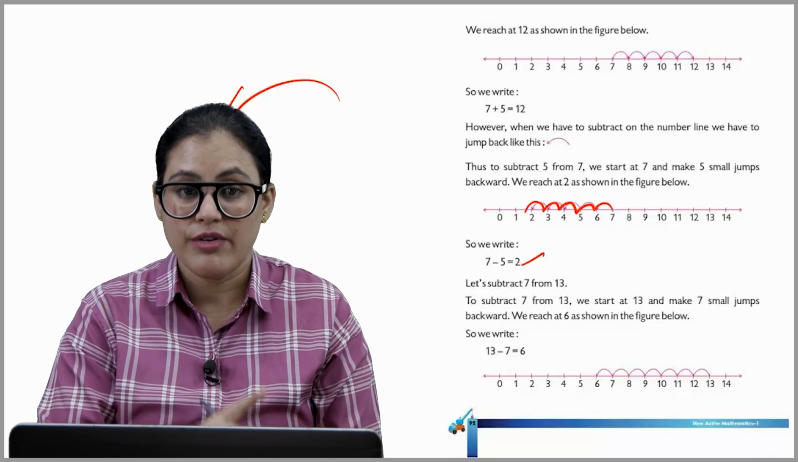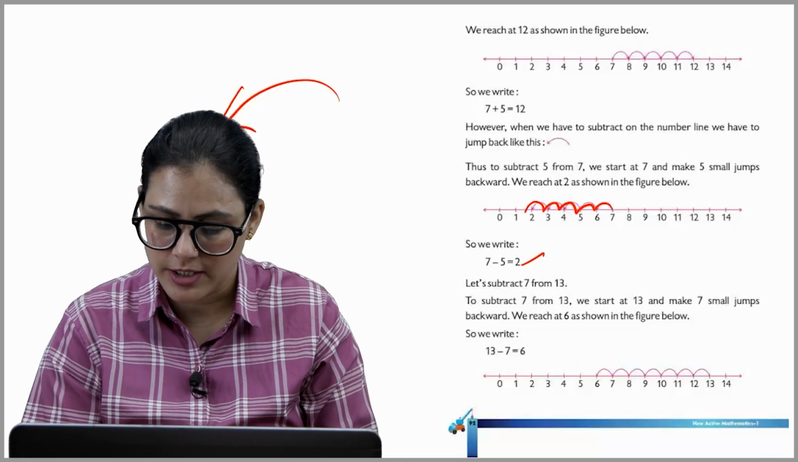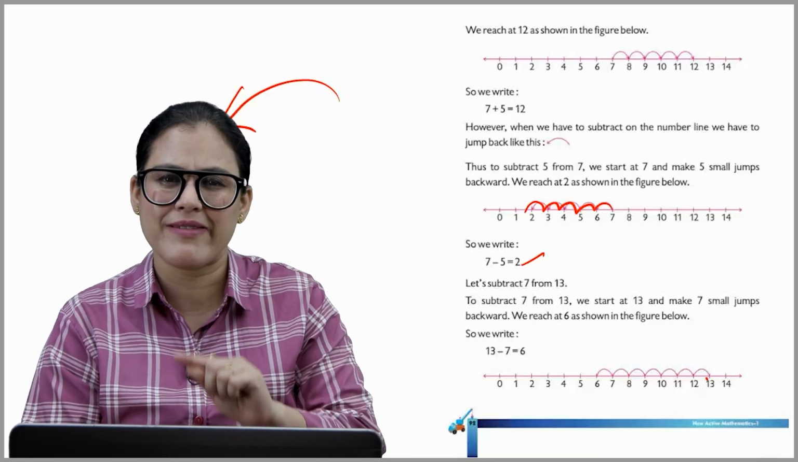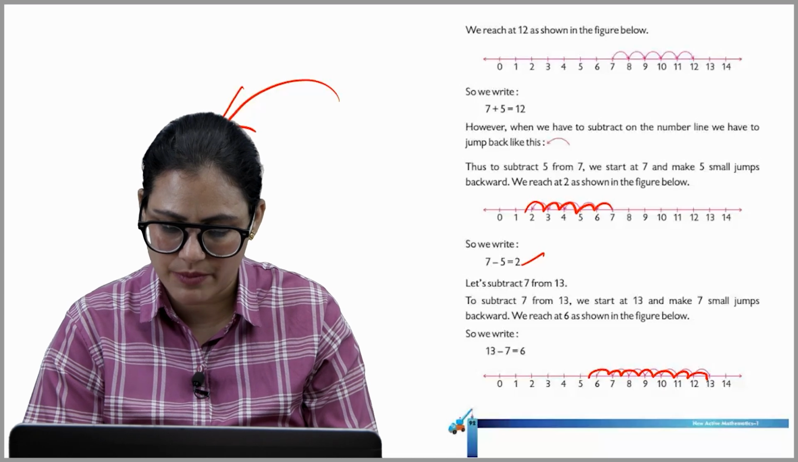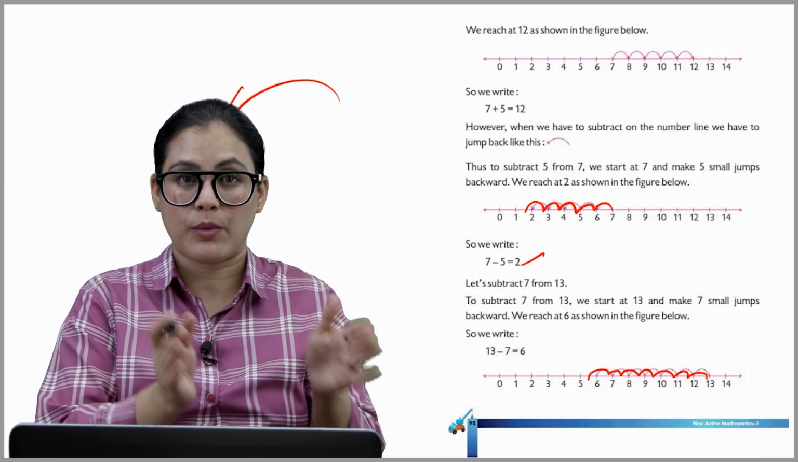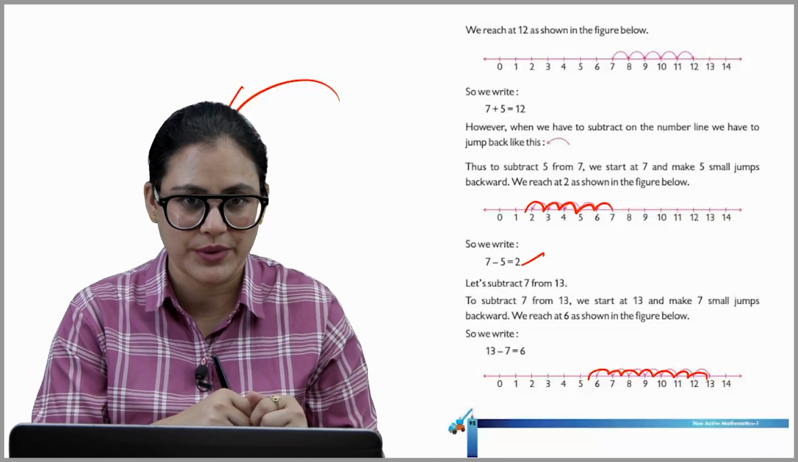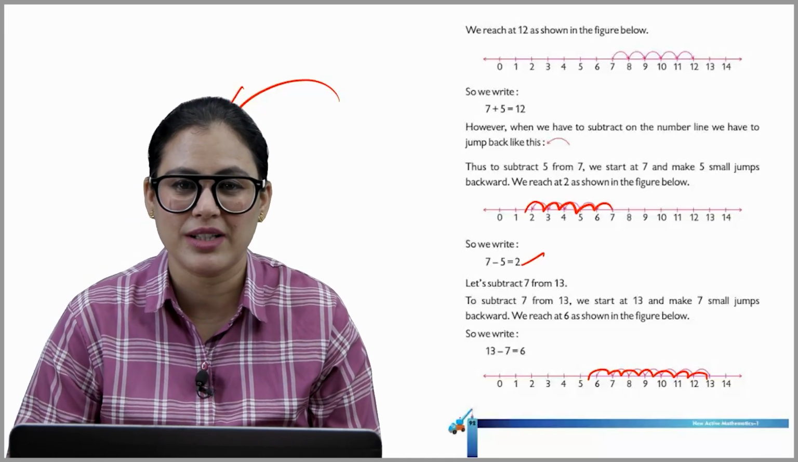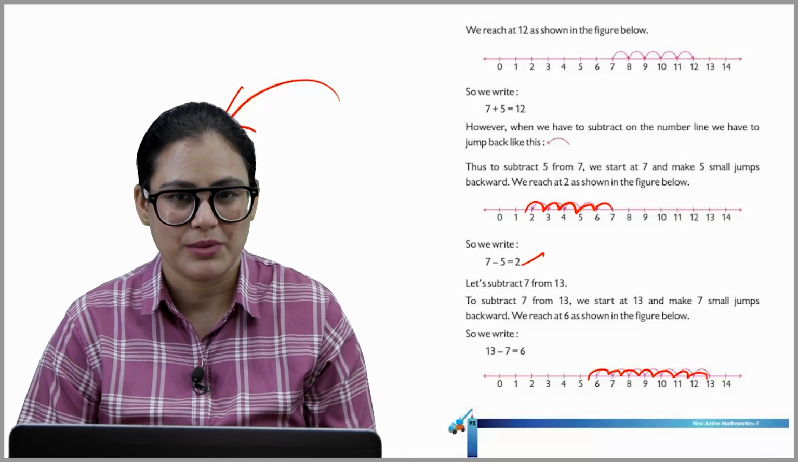Let's subtract 7 from 13. To subtract 7 from 13, we start at 13 and make 7 small jumps. 1, 2, 3, 4, 5, 6, 7, backward. Whenever we subtract, we jump backward. We reach 6 as shown in the figure below. So we write 13 minus 7 is equal to 6.